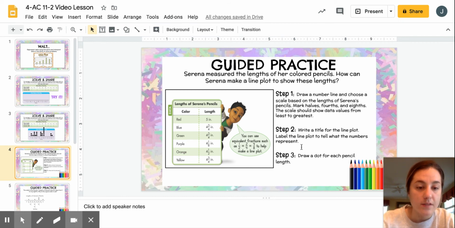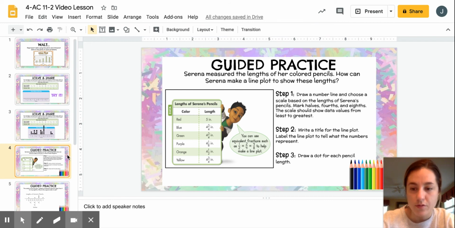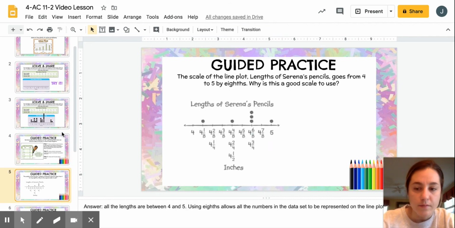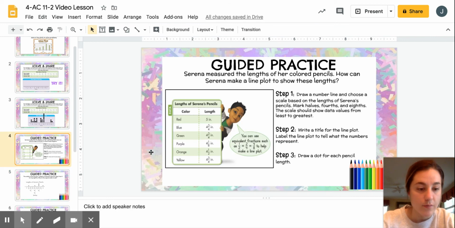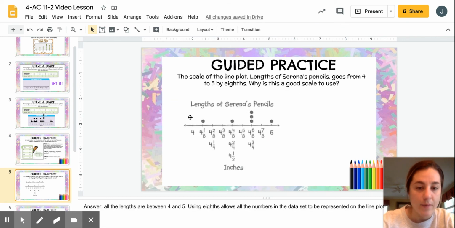Label the line plot to tell what the numbers represent. The title always has to do with the information. So lengths of Serena's pencils would be the title for this one. And step 3, draw a dot for each pencil length. So now let's look at, so we took this information from this table and now made it into a line plot.